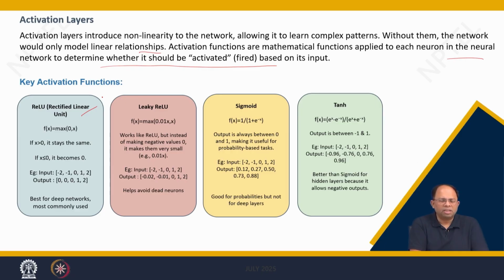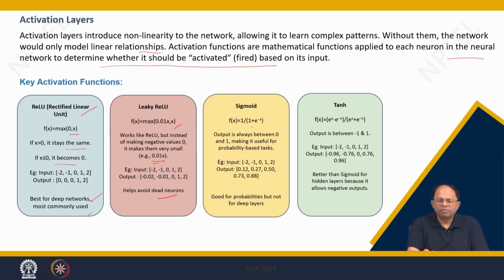The most popular ones are ReLU, rectified linear unit, where, on the values on which we run the function, if x is greater than 0, it stays the same. If x is less than 0, it becomes 0. It is good for deep networks and it is very commonly used. Now, leaky ReLU is almost the same. Only thing is, instead of making negative values 0, it converts them into some very small value. This actually helps us to avoid dead neurons.